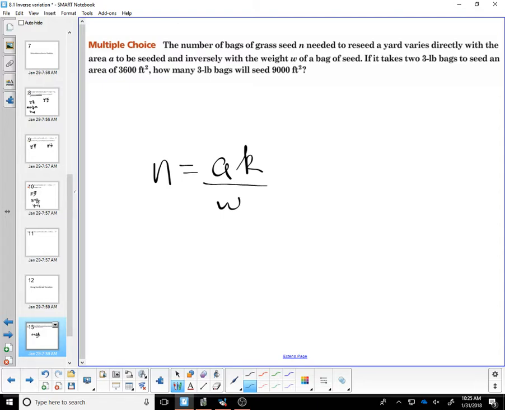So let's see here. It starts over here with the if. If it takes 2 3-pound bags, that's a lot of information right there. Isn't it? Because what does the 2 mean? It's 2 bags, and N is the number of bags. And what does 3 pound tell us? The weight of the bag, which happens to be W. So it's a 3-pound bag. I've got 2 3-pound bags, and I know that those will do 3,600 feet squared.